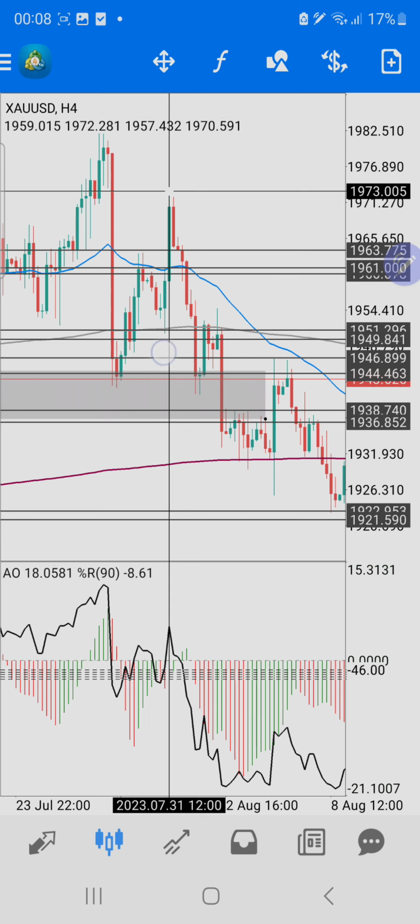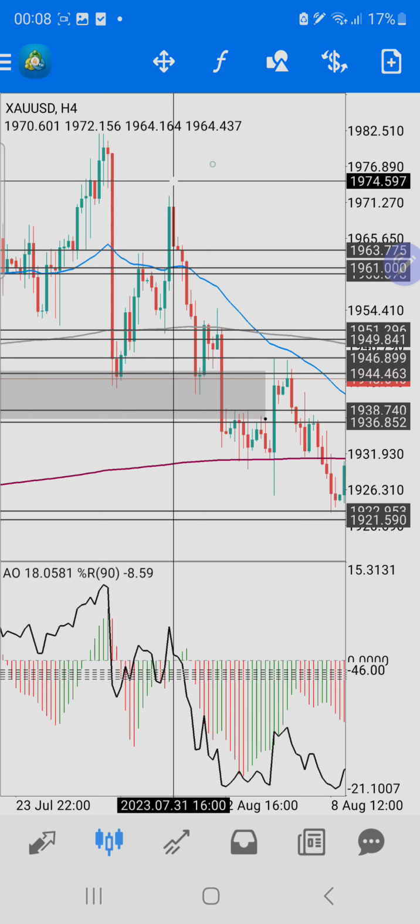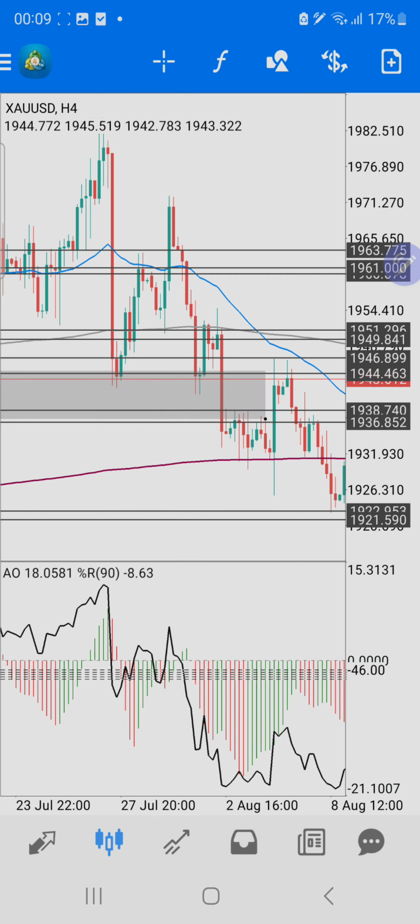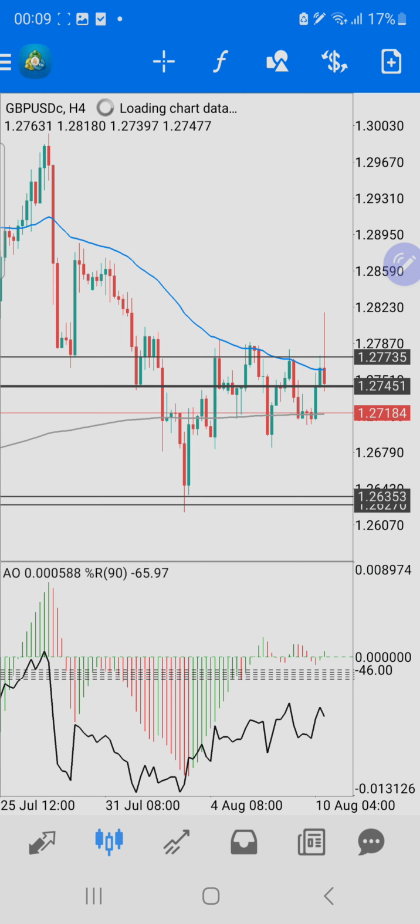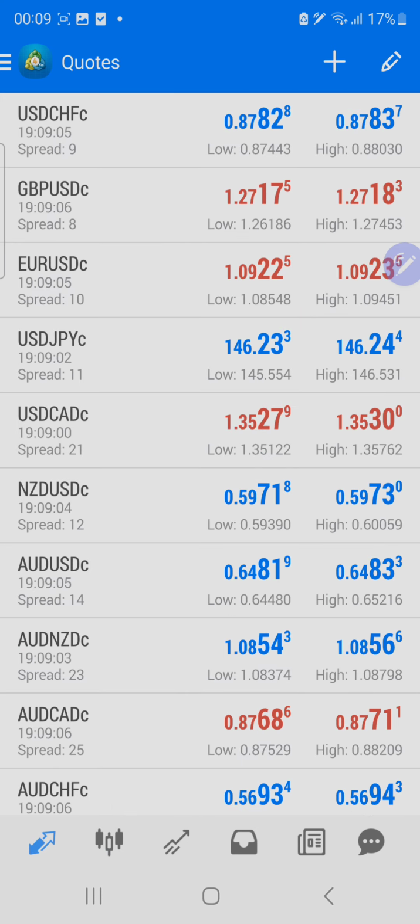That would be a little bigger, like a $10, $12 stop loss, but you can make big money. Even if it moves to this level, you'll be making $20-$30. Nice, that would be a nice one. Okay, now let's go to GBP USD or GBP JPY.